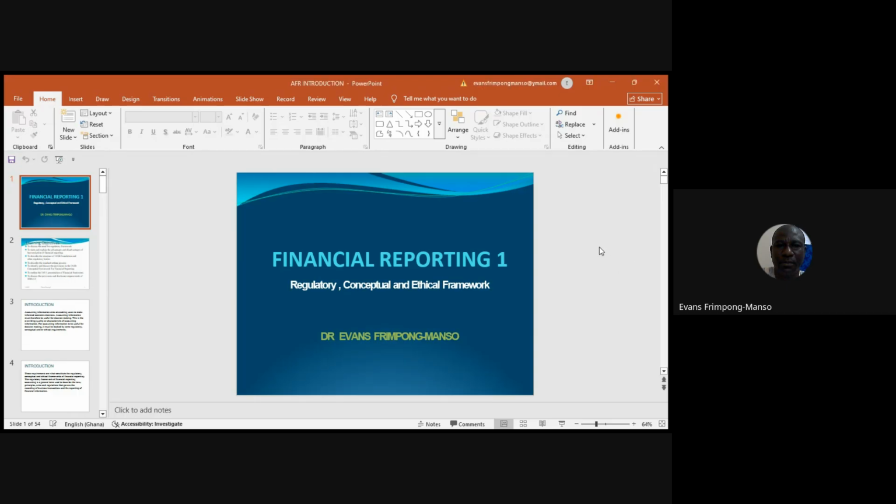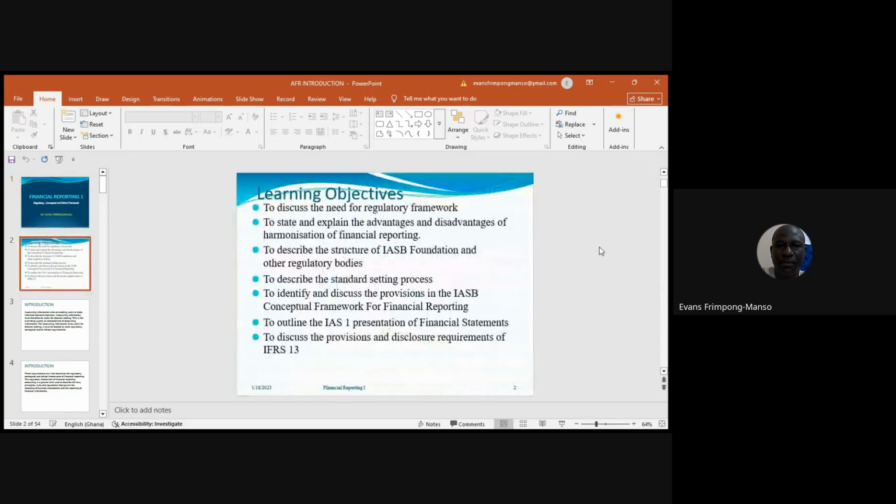So we will look at what we have to achieve at the end of the lecture, and the learning objectives are what you see there. First, we are going to discuss the need why we should regulate how financial statements are prepared.